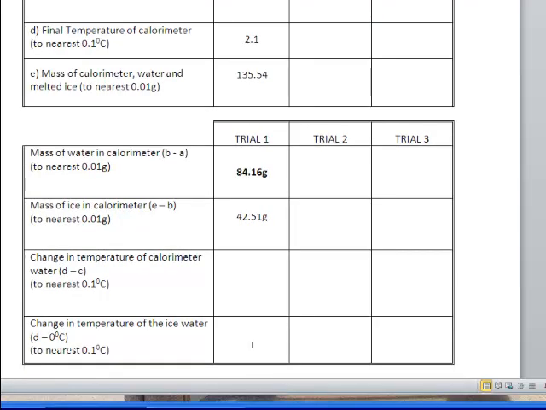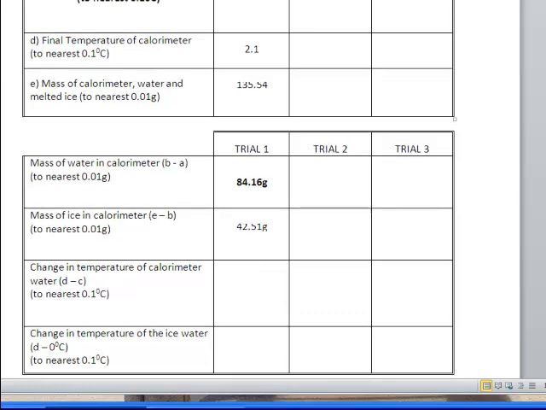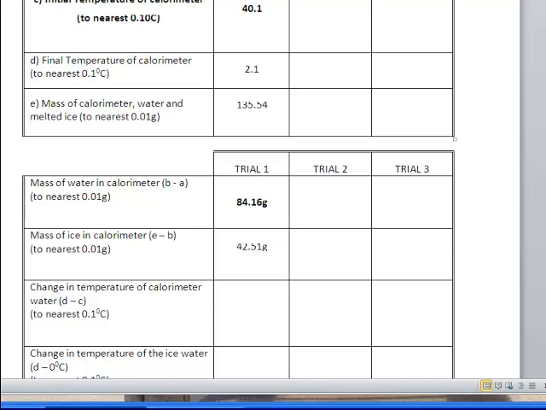Okay, now the next thing that we need to do is calculate the change in temperature of the calorimeter, which was step D minus C. Now, step D is 2.1 minus C, and C happened to be that 40.1. So that gives us a negative 38.0 degrees Celsius. Okay, and the negative sign is to let you know that the water in the calorimeter lost some heat.